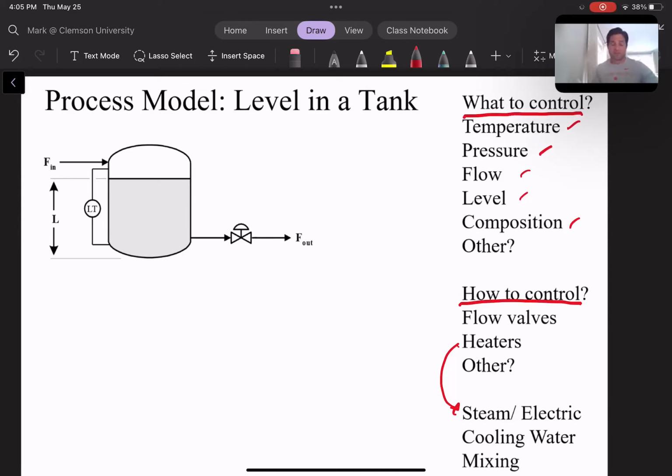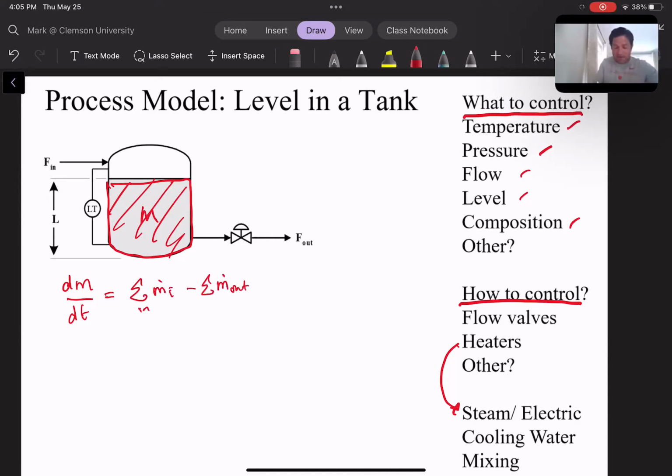So let's conserve mass. Our system is going to be the tank. So we're looking at this right here. The rate of change of the mass inside this tank is going to equal the sum of m_i in minus the sum of m_i out. And that's it. I can write it as total flow rates, or as different species flow rates. I can add them all up together, or I could do mass balances on individual species. But for this, because I want to control the level, I want to consider the entire mass of the system.